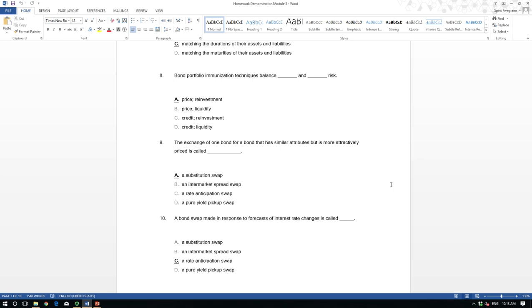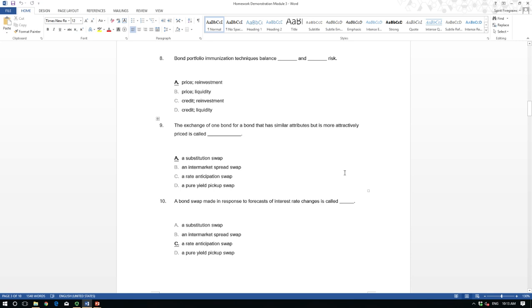Number 8, bond portfolio immunization strategies, techniques balance what two types of risk? Actually the bond portfolio immunization strategy balances or equalizes the bond price risk and reinvestment risk. Bond price risk and reinvestment risk. When those two risks cancel each other, it leaves zero risk for insurance company or for pension fund. Number 9, the exchange of one bond for a bond that has similar attributes but is more attractively priced is called, this is simply a substitution swap.